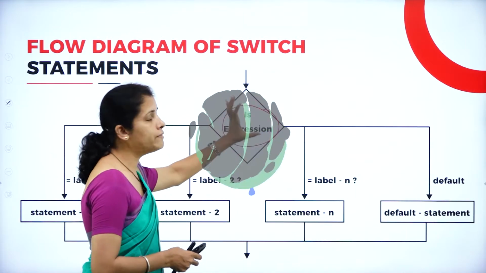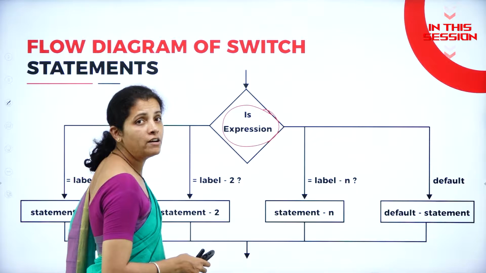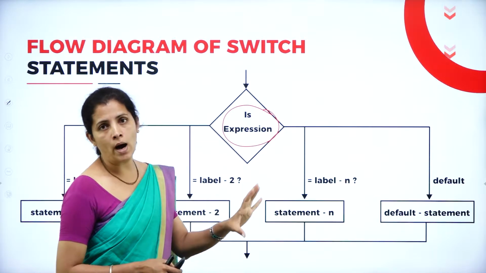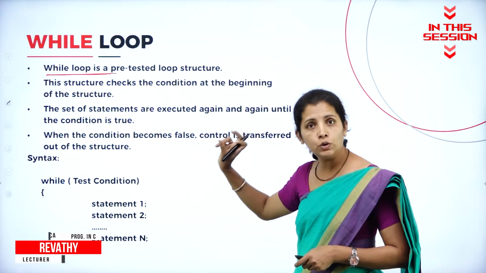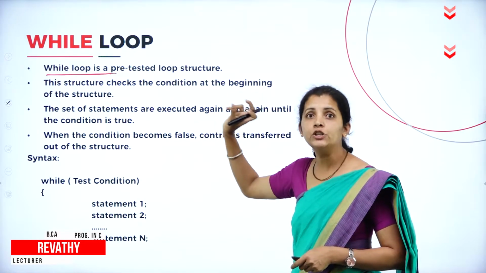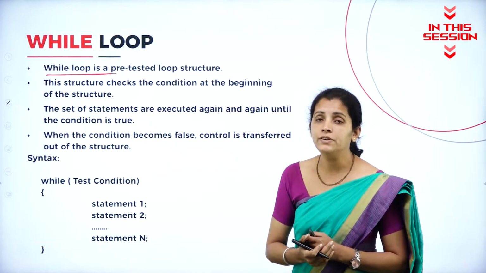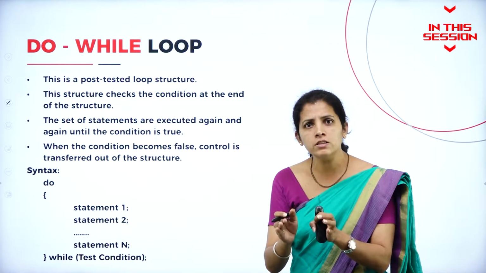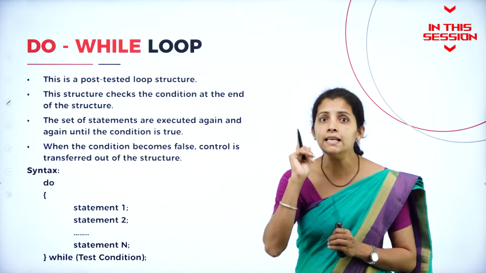If the given expression is going to match with the first label, then I'm going to execute label 1. When the condition is true, I can repeat. When the condition is false, the control is directly transferred to the next statement. If the condition is false, you still get the chance to execute at least once.